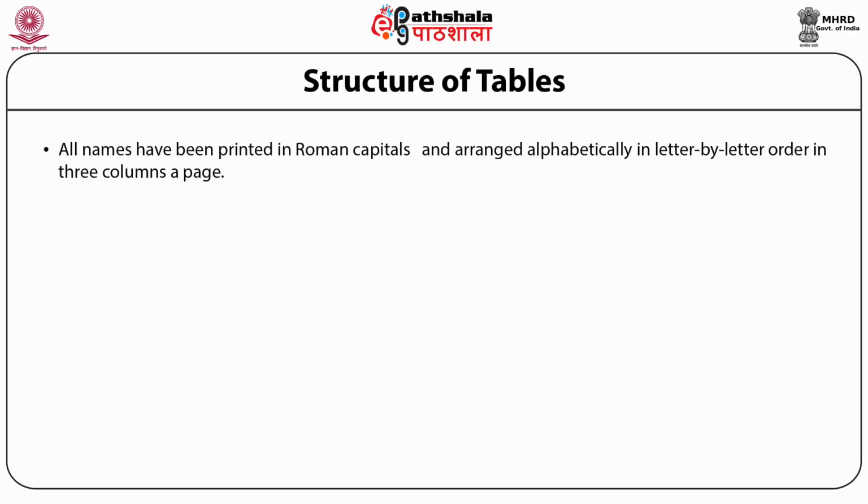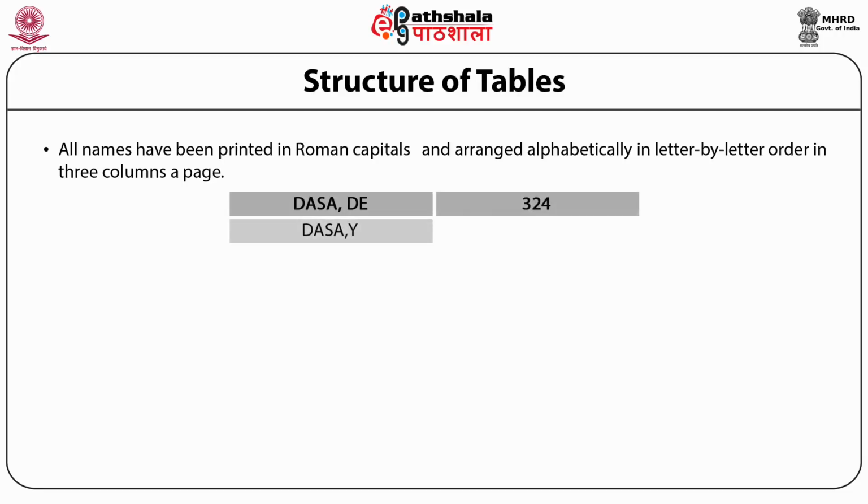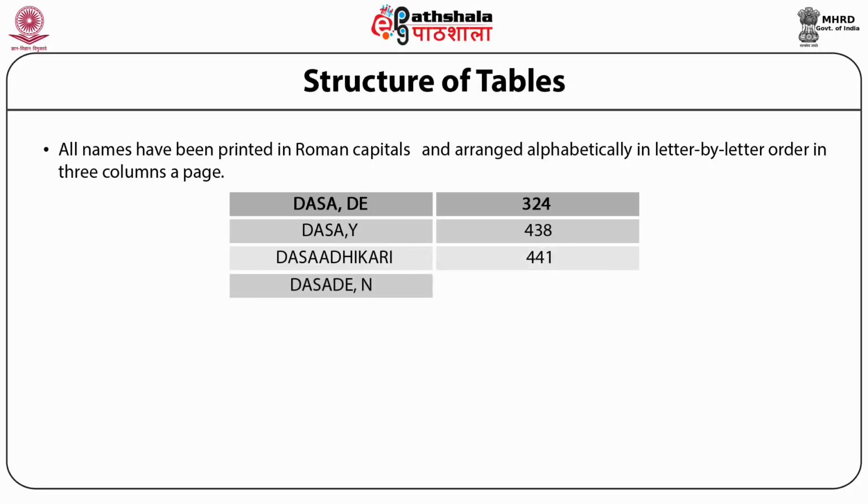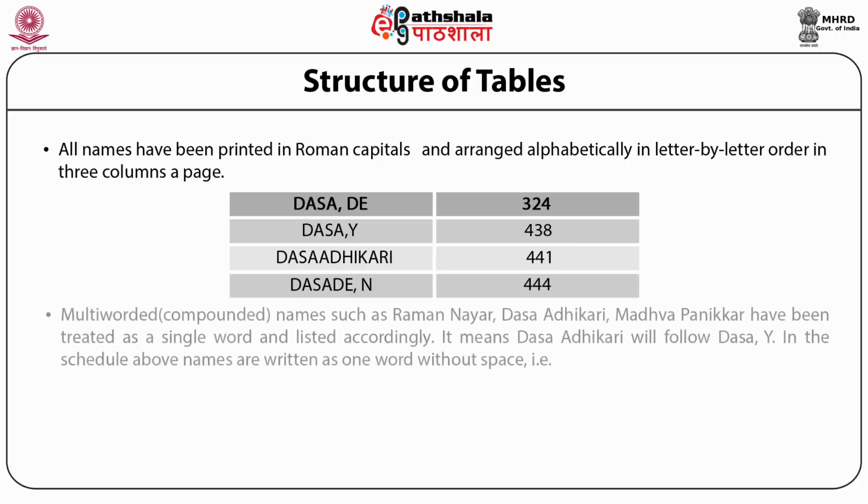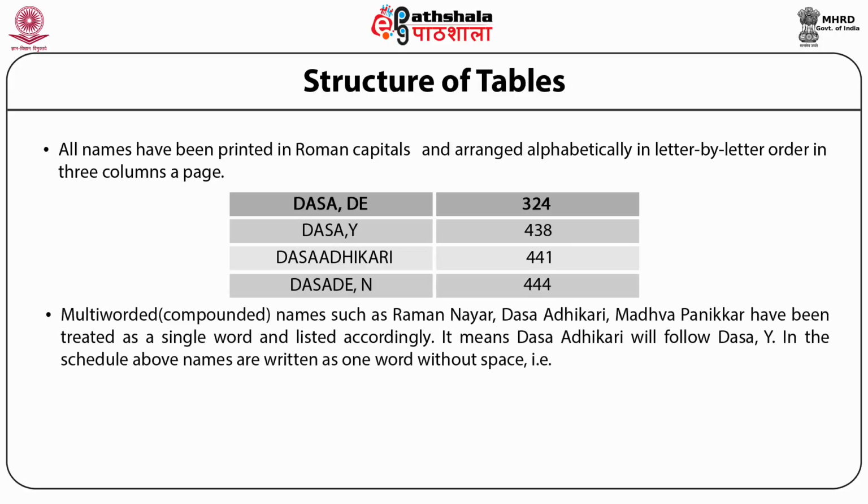All names have been printed in Roman capitals and arranged alphabetically in letter by letter order in 3 columns a page. So taking one column D: Dasa Day 324, Dasa Y 438, Dasa Adhikari 441 and Dasa Day N 444. Multi-worded compound names such as Raman Nayyar, Dasa Adhikari, Madhav Panikar have been treated as a single word and listed accordingly. It means Dasa Adhikari will follow Dasa Y. In the schedule above, names are written as one word without a space, as given: Dasa Adhikari, Madhu Panikar, Raman Nayyar.